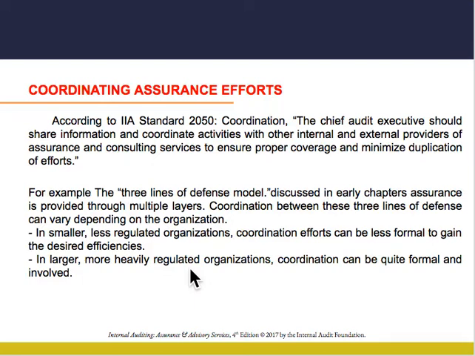Also, the internal auditors will evaluate how management manages the internal control, and the external auditors will look at specific controls over financial reporting. So if each one of these ignores the work done by the others, there will be duplication of work. That's why we need to have coordination of assurance efforts.